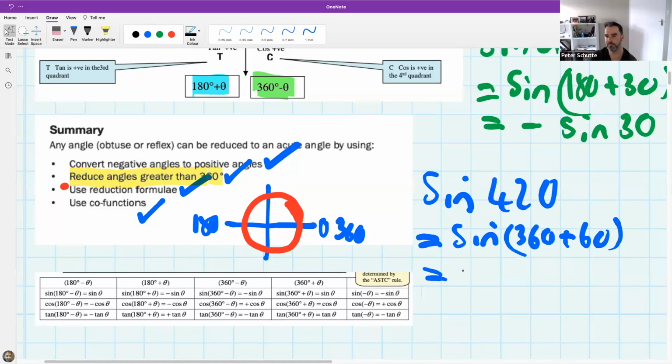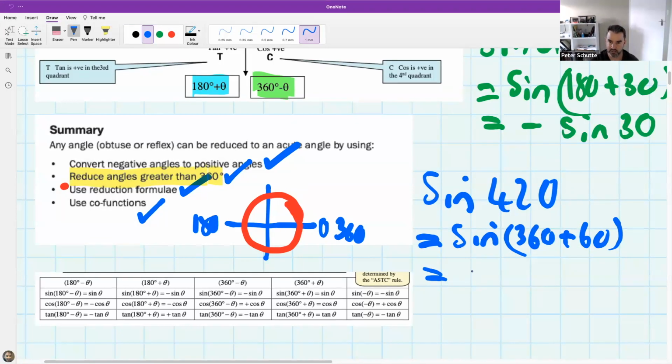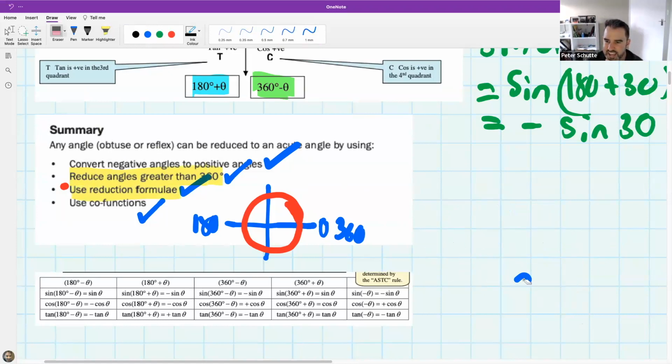What quadrant have you ended up in? And what's the sine of 420 going to reduce to? Well, it's in quadrant 1, so it has to be positive. Then all you do is you exclude the horizontal and you just go straight with that, and you get that one over there. So far we've done using the reduction formula and reducing angles greater than 360. What if I want to reduce a negative angle?